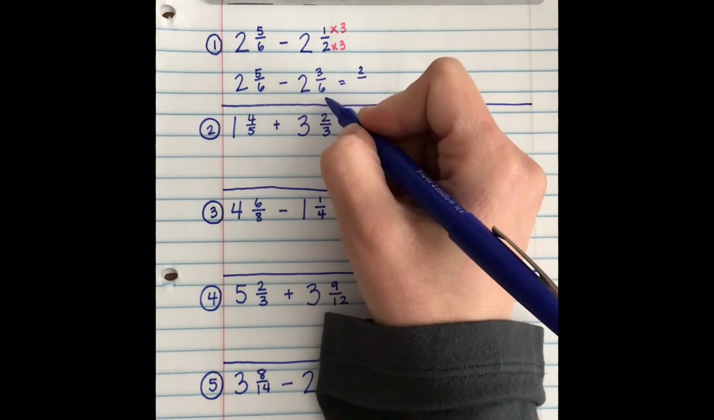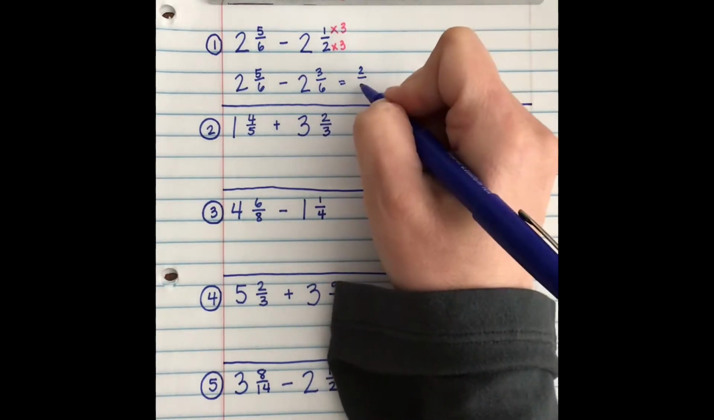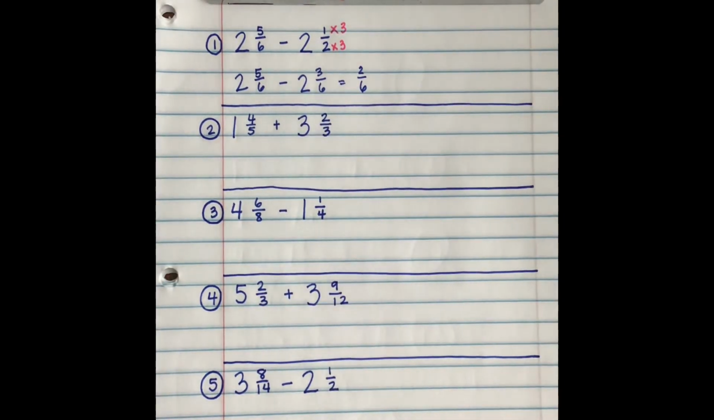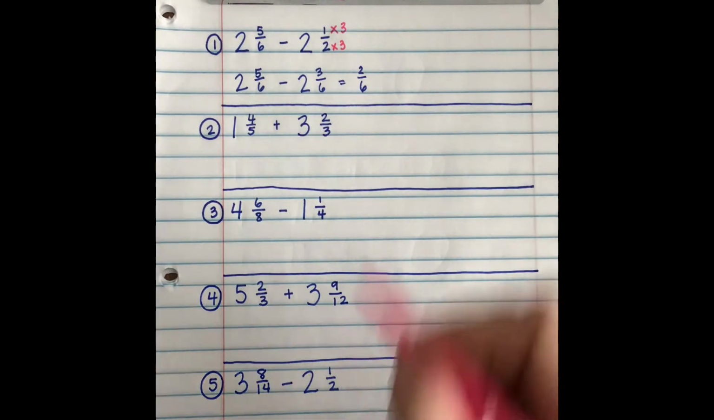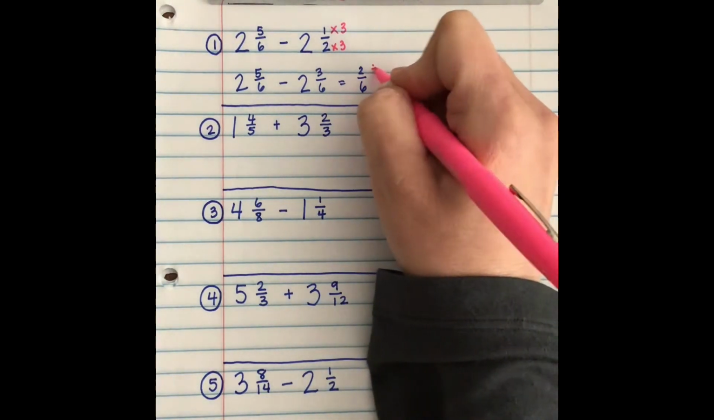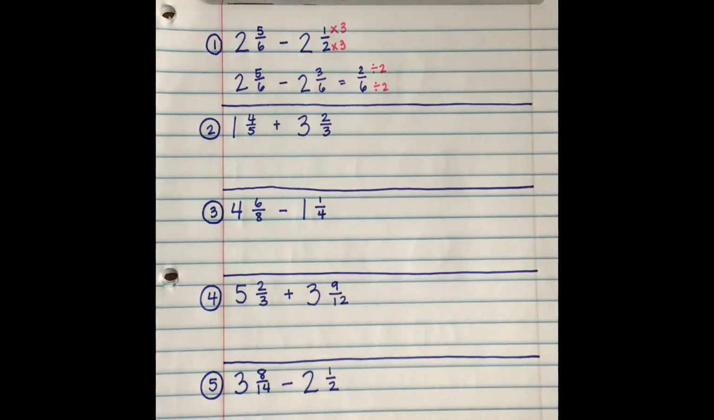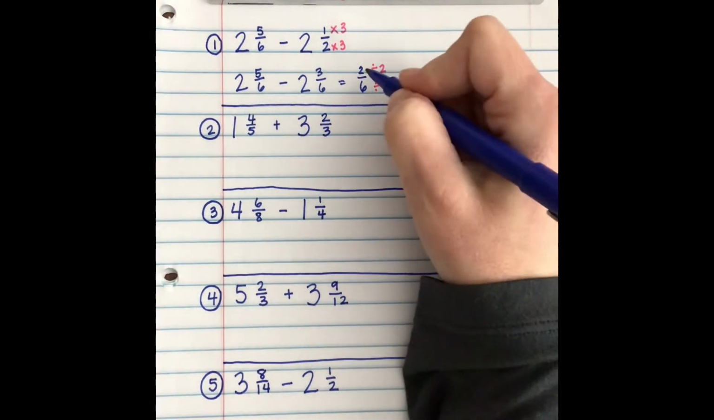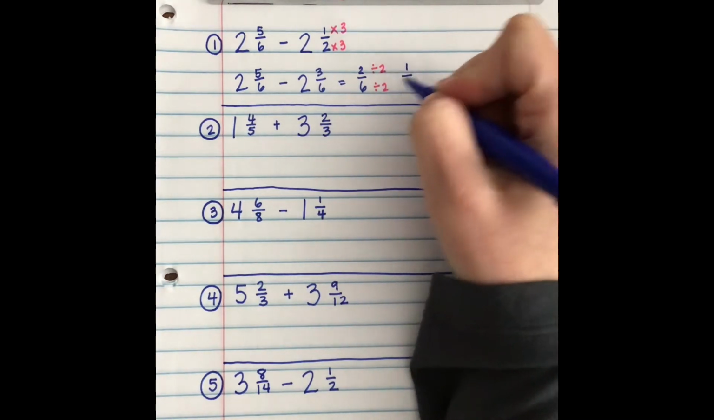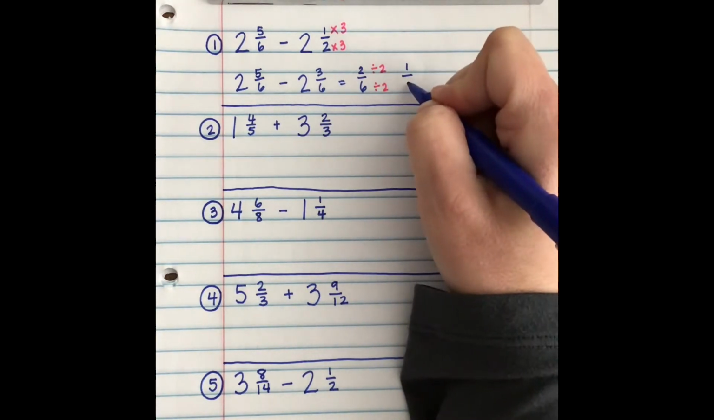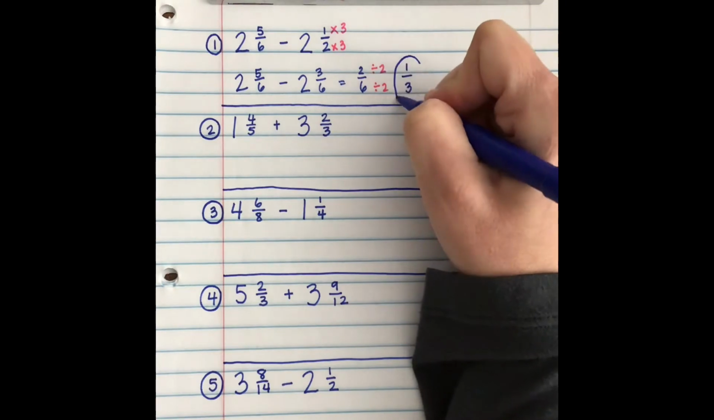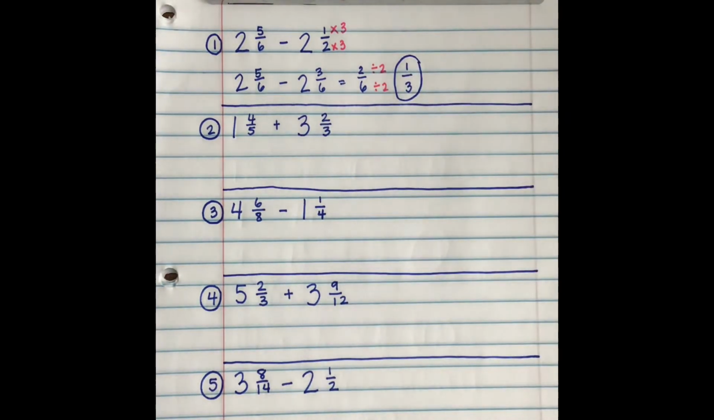Remember, when we're adding and subtracting fractions, we do not do anything to our denominators, so it's going to stay 6. So I know that I can divide both my numerator and my denominator by 2. So I can reduce it. So my final answer, 2 divided by 2 is 1. 6 divided by 2 is 3. The final answer is going to be 1/3.